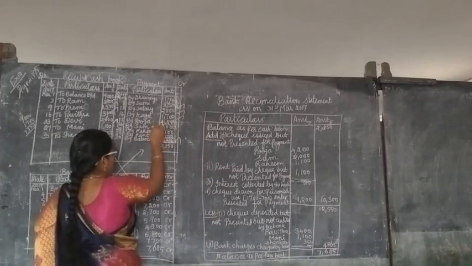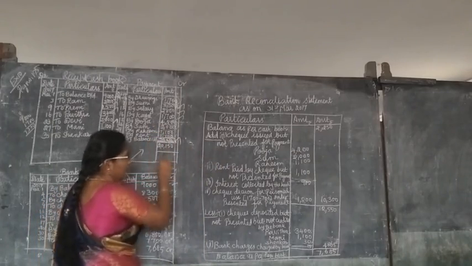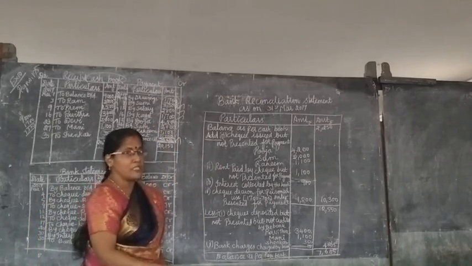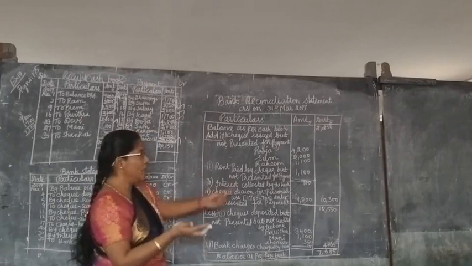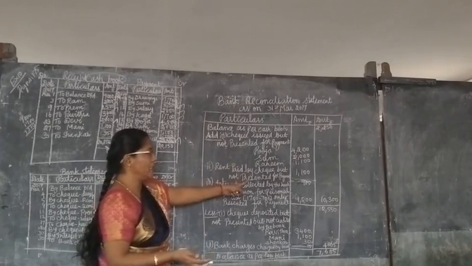See here, Pooja, Shyam, Rahim, then rent. So I have issued checks, so not yet presented for payment. So our balance will be more, so I am adding all these amounts.